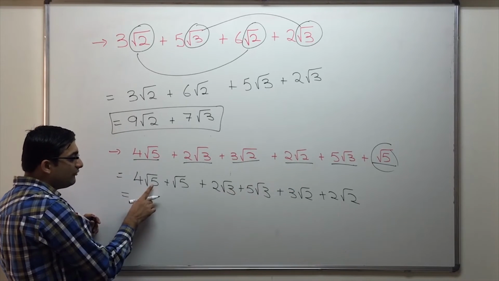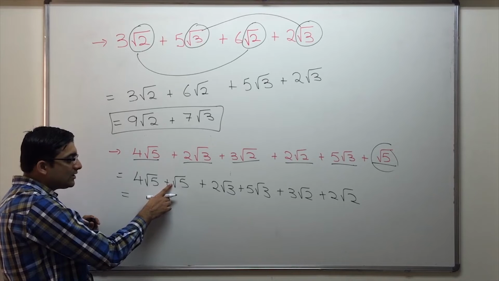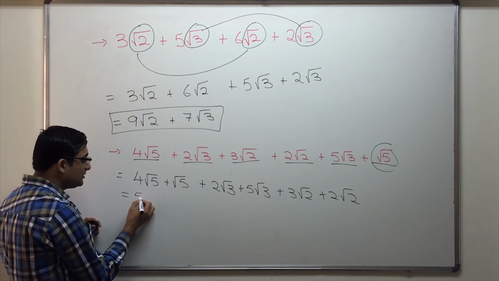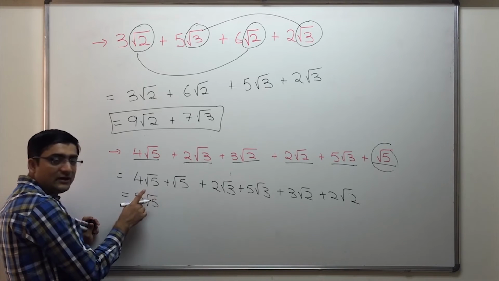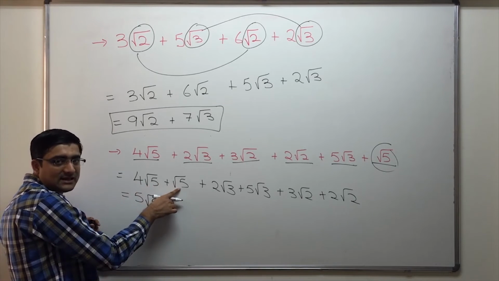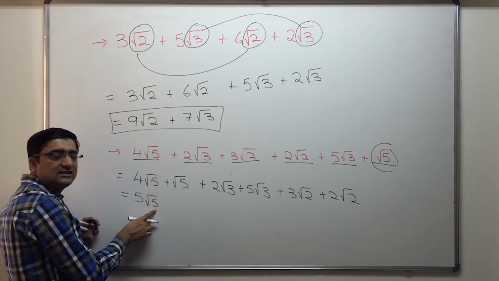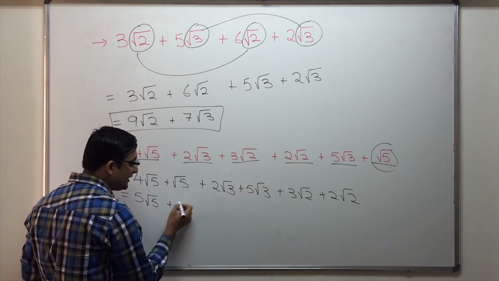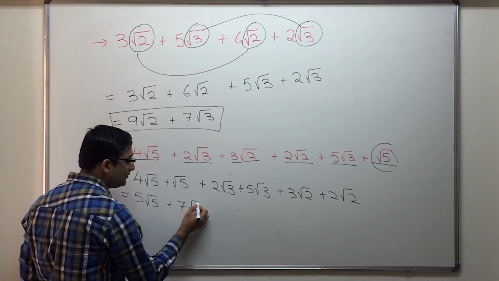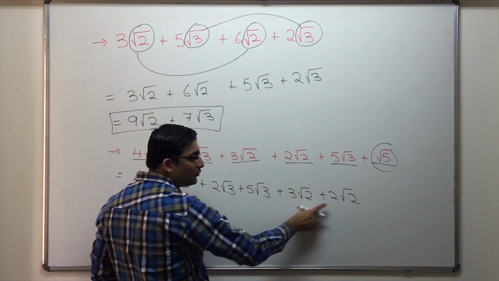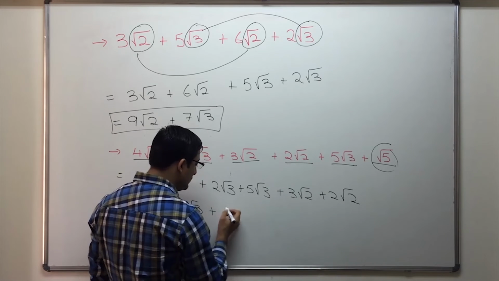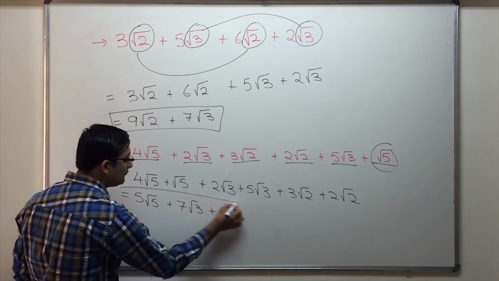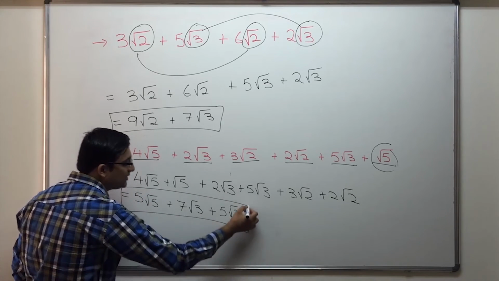Now it's very simple. 4 root 5 plus root 5. What is the number over here? No number means 1. 4 plus 1 is 5. So this is 5 root 5. Think of it in this way: 4x plus x is 5x. Hence 5 root 5. 2 root 3 plus 5 root 3: 2 plus 5, 7. Copy the root, root 3. 3 root 2 plus 2 root 2: 3 plus 2 is 5. Copy the square root, root 2. So the answer is 5 root 5 plus 7 root 3 plus 5 root 2.